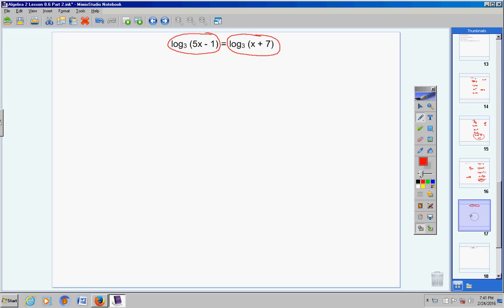This problem here has only logarithms in it. This problem has logarithms plus a constant term. There's a little bit of a difference there, okay? Do you see the difference? Now, watch this carefully, please.